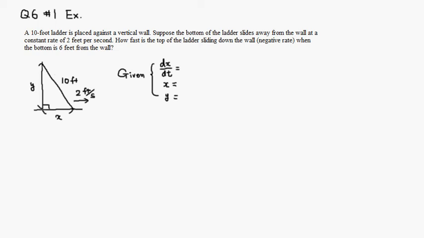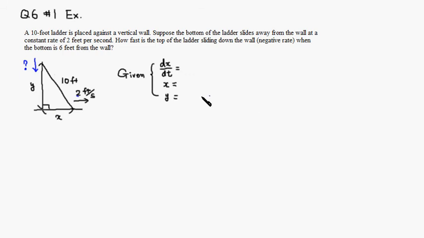All right, let's look at quiz number 6, problem number 1, example. So you have a 10-foot ladder placed against a vertical wall here, and the bottom of the ladder slides away from the wall at a constant rate of 2 feet per second. Then we want to know how fast the top of the ladder is sliding down. So it's going down this way, right? So this is what we're looking for.